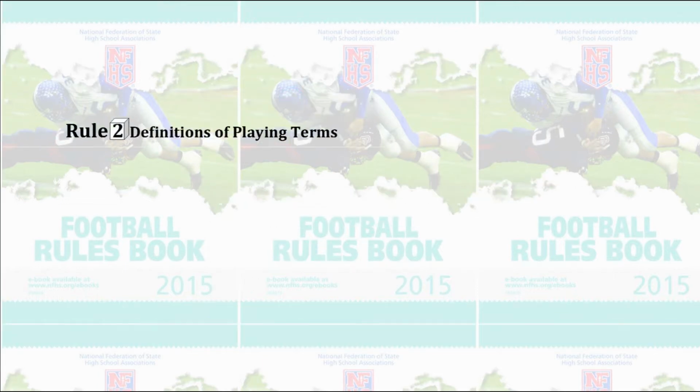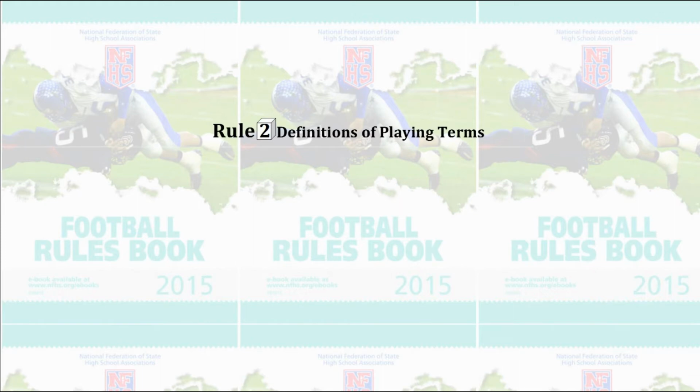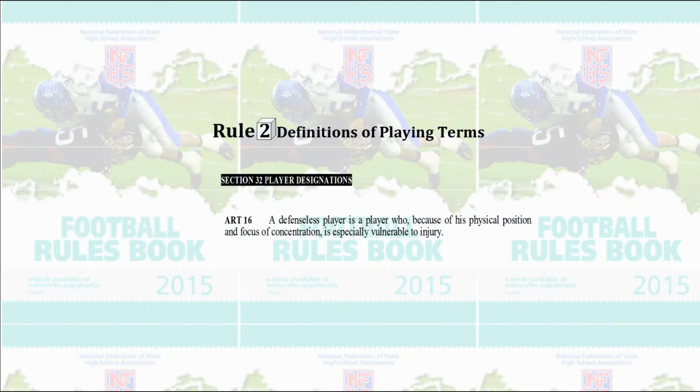So let's begin with the discussion of a defenseless player by looking at the definition in Rule 2. It's covered under Section 32, Article 16. It reads, a defenseless player is a player who, because of his physical position and focus of concentration, is especially vulnerable to injury. Now, does the rule book give us any more to go on?